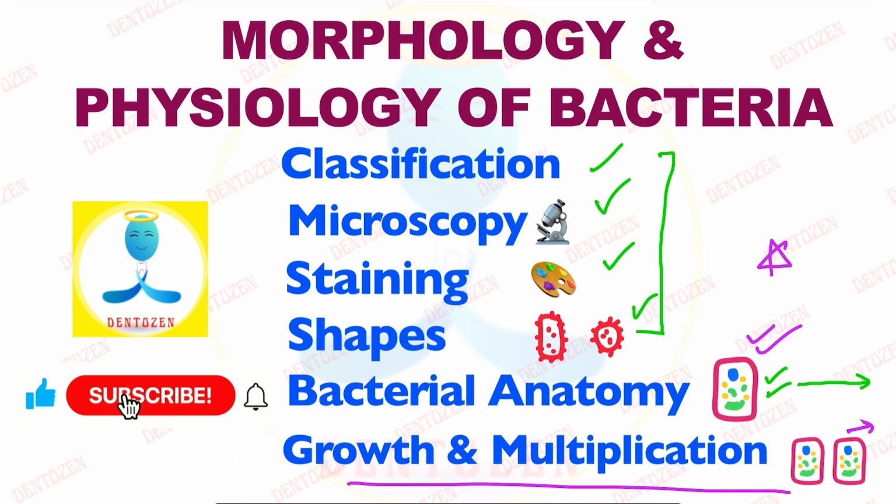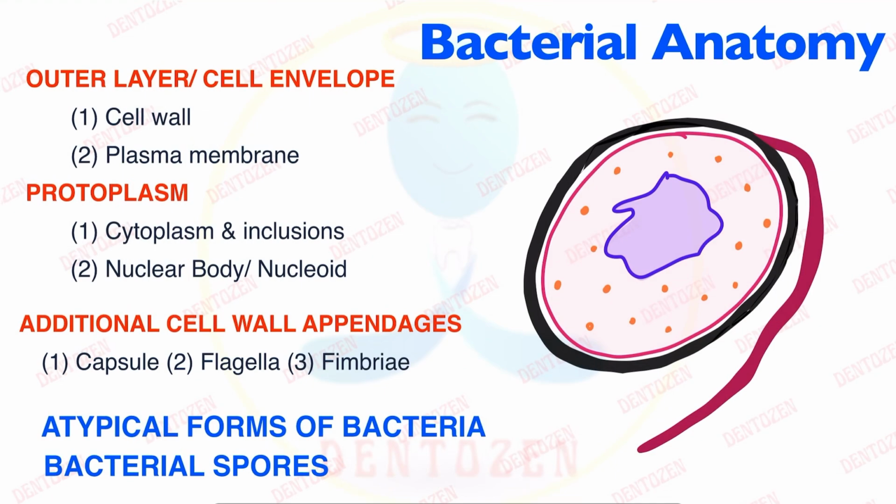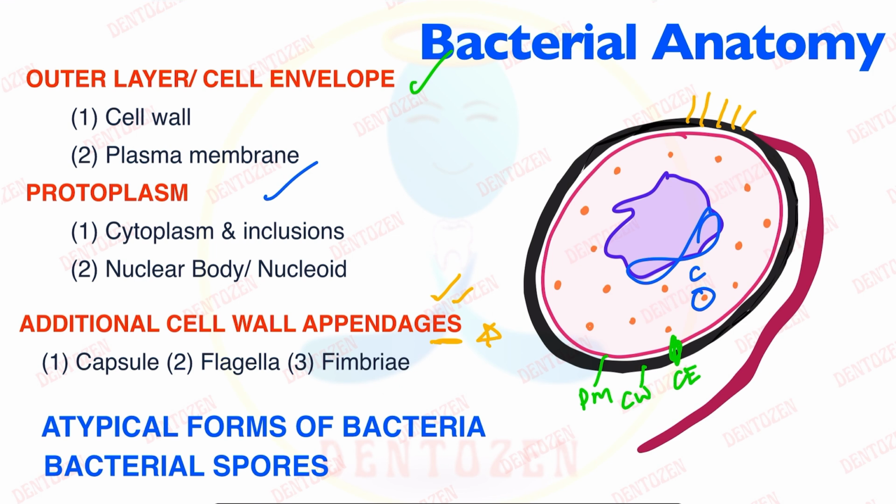So in the last video on bacterial anatomy, we discussed that a bacterial cell has an outer layer which is also called cell envelope, which is further made up of two layers, that is cell wall and plasma membrane, and inner to it is protoplasm, which is made up of cytoplasm, inclusions and nucleoid. And in today's video, we are going to discuss the cell wall appendages, which are the structures which are present over the surface of the bacterial cell and can be an important exam question for you. And then the atypical forms of bacteria and bacterial spores we will take up in separate videos because they can come as separate questions. So let's start with the cell wall appendages.